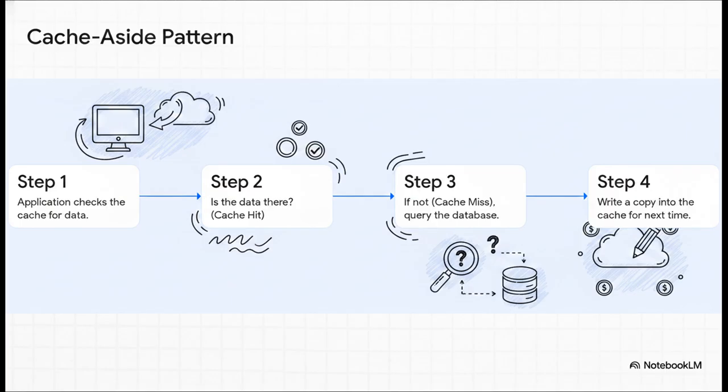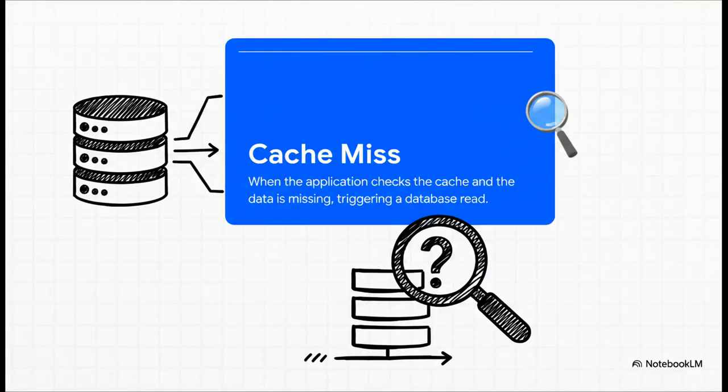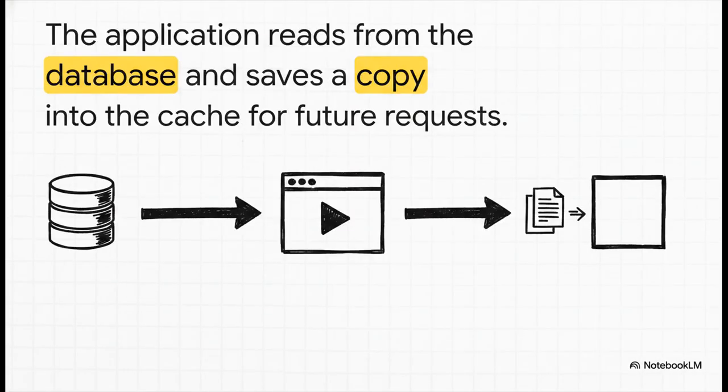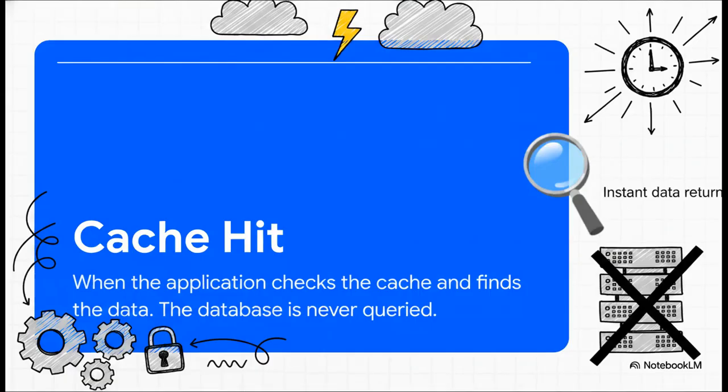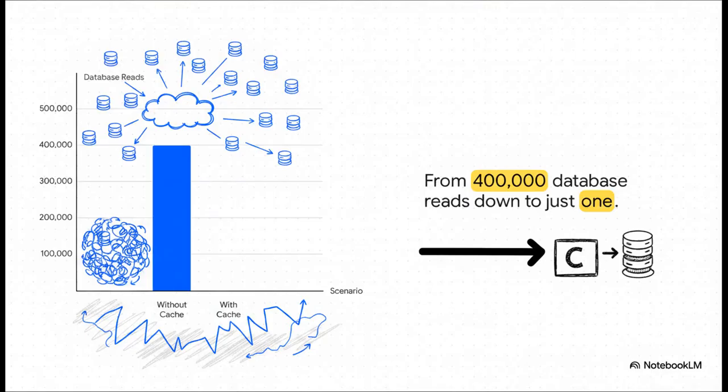Well, your app checks the cache for the data first. So for that very first request, the data isn't there. That's a cache miss. But what about the second, third, or 400,000th request? That's a cache hit. The data is returned instantly, and the database is never bothered. And the impact is just staggering. You go from 400,000 database reads all the way down to one.